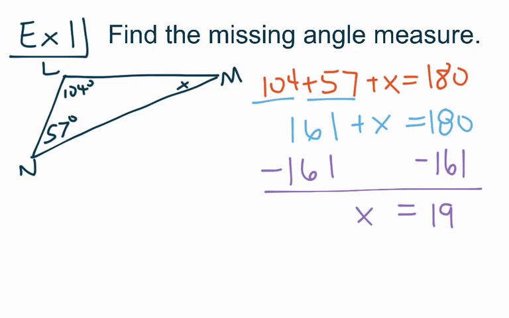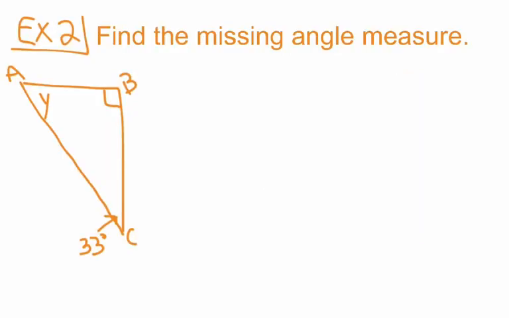So what that tells us is that the measure of angle M, and that's the notation that we use, measure of angle M is going to be equal to 19 degrees. For our next example, we're again told to find the measure of the missing angle, and we're told that the measure of angle C is 33 degrees. We're trying to find the measure of angle A, which is represented by the letter Y. And then for angle B, all we're given is this box in the corner.